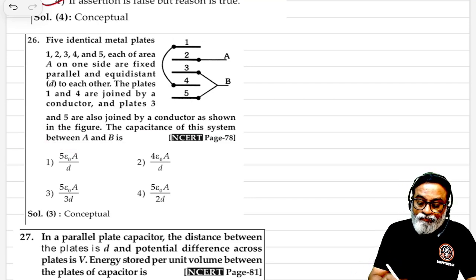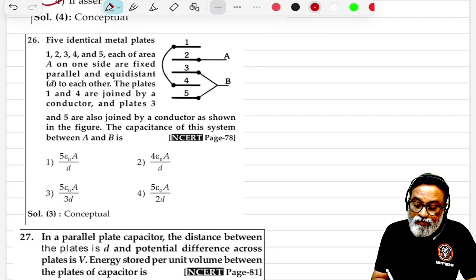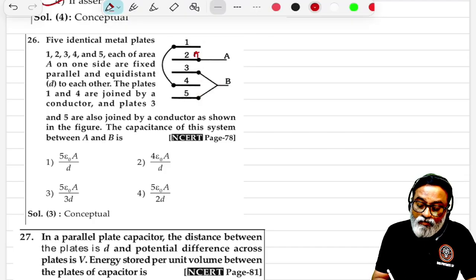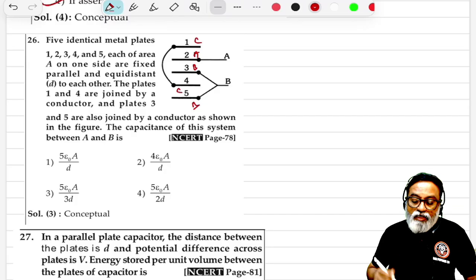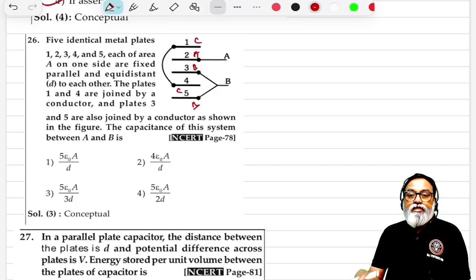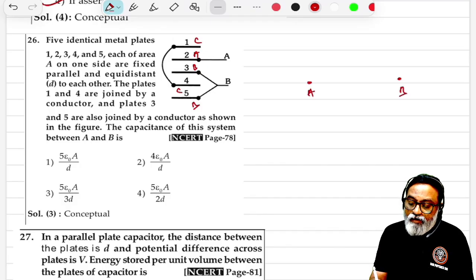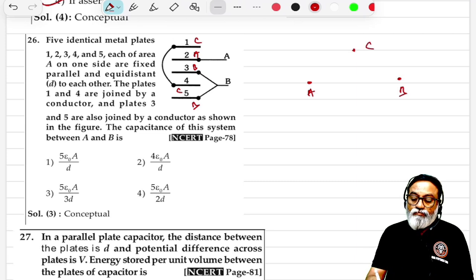See here, this is the conductor A, therefore this is A. These two are connected with B, therefore this one is B, this one is B. And this I am taking C and this one also C. Therefore here there are three potential points: A, B and C. I have to find out the capacitance between A and B.